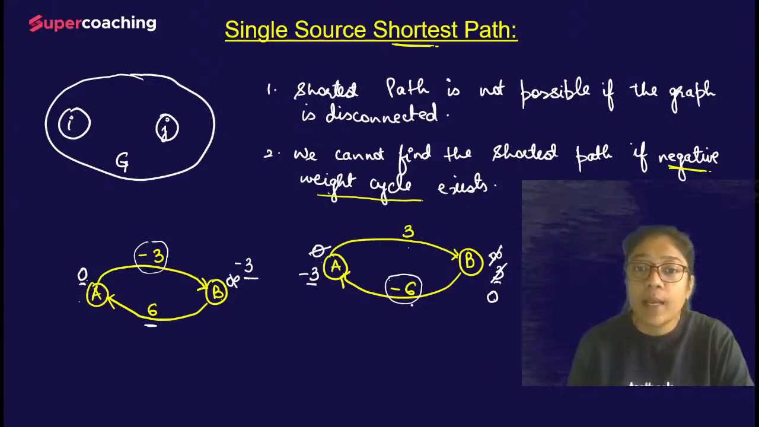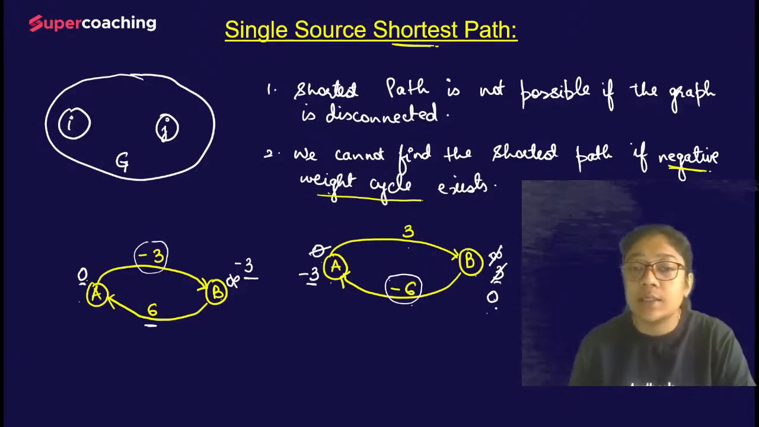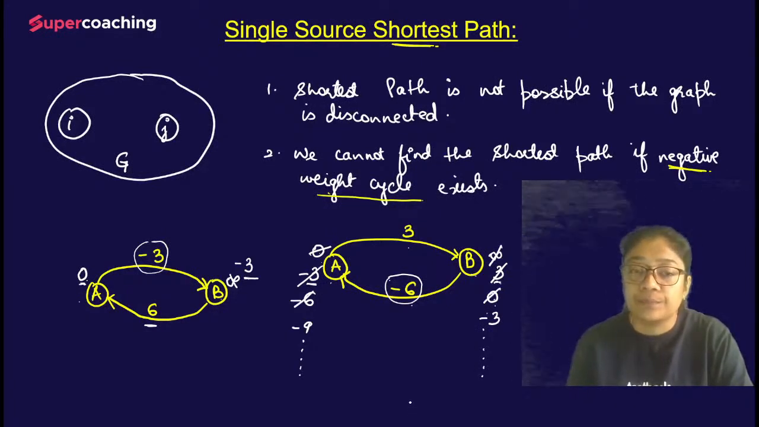Now 0 minus 6, changes happened here. An edge also goes from B to A. So again we'll update this. 0 minus 6 is -6. -6 is smaller than -3. We'll update this value. -6 plus 3 is -3. We'll update this value. -3 minus 6 is -9. So this way these values will keep on updating, right?